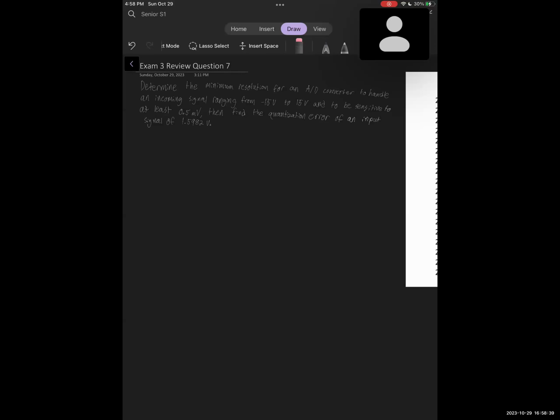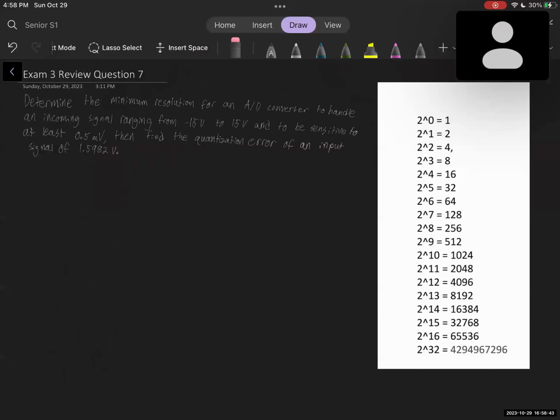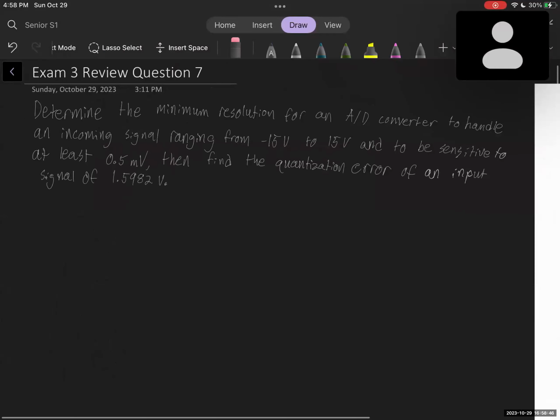We want to determine the minimum resolution for an analog to digital converter to handle an incoming signal ranging from -15 to 15 volts and have it be sensitive to at least 0.5 millivolts. Then we want to find the quantization error of an input signal of 1.5982 volts.